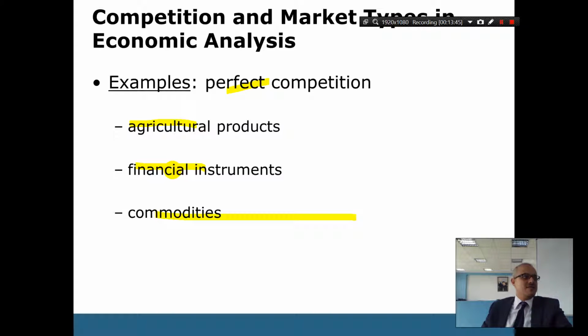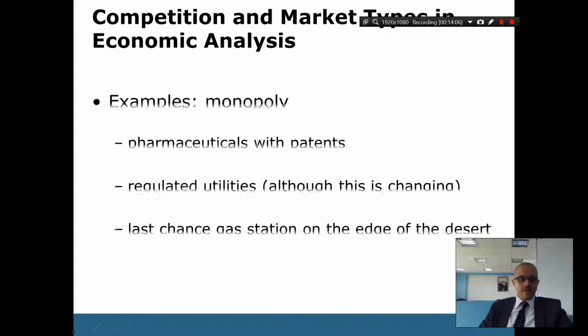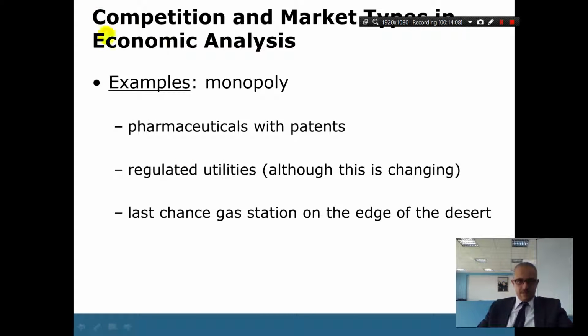You go buy a bond. Okay, they may try to give it a name and a brand, and they give you a small piece of paper or a long sheet stamped by 10 stamps, security paper. It adds to the value, but the marketing people work hard, but at the end it's almost perfect competition. Monopoly, on the other hand: pharmaceutical with patents, utilities, last chance gas station on the road.